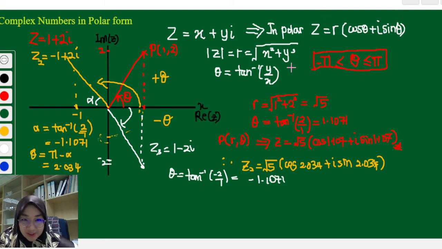Okay, another one kalau on the third quadrant. So kalau on the third quadrant, okay, let's say you have Z4 equal to negative 1 minus 2i. Okay, can you do this? So please do it now. So we will discuss in class.